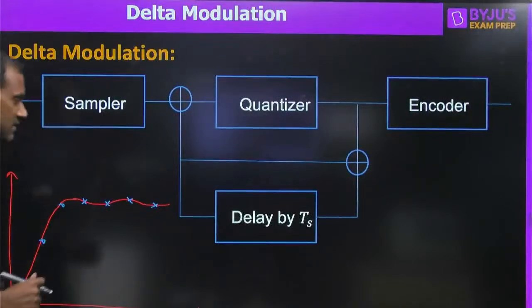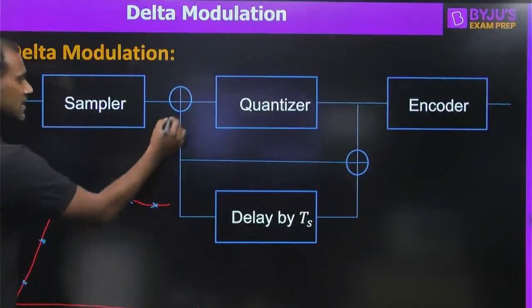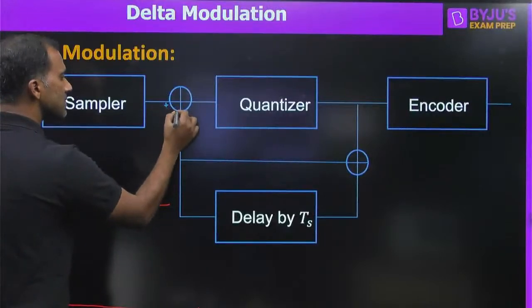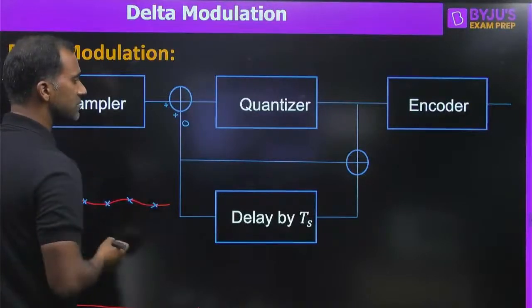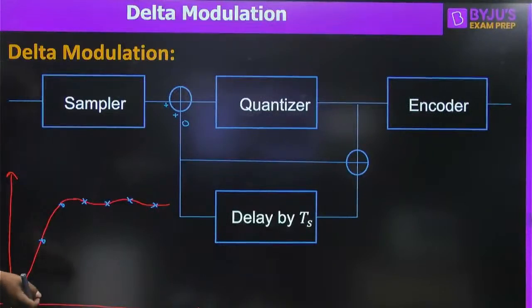Let me take some step size. Okay, so initially the circuit is at rest. There's a plus here and a plus here. Initially the circuit is at rest. We're going to have 0 here.